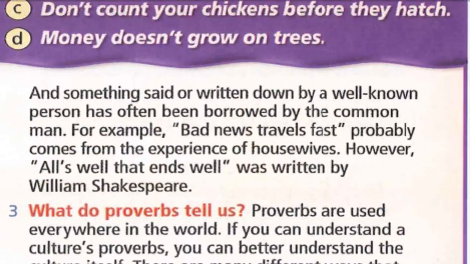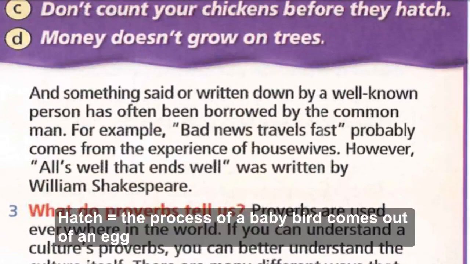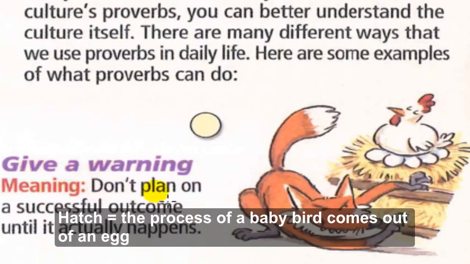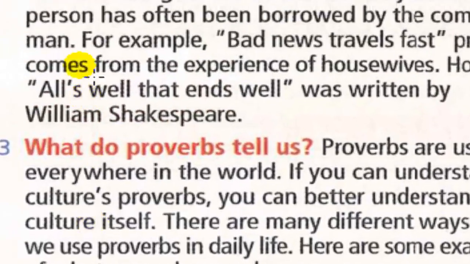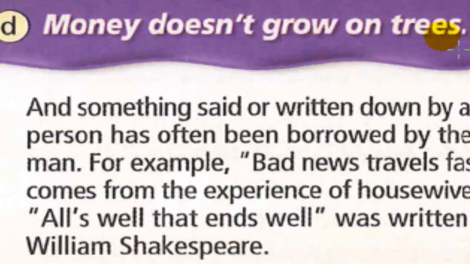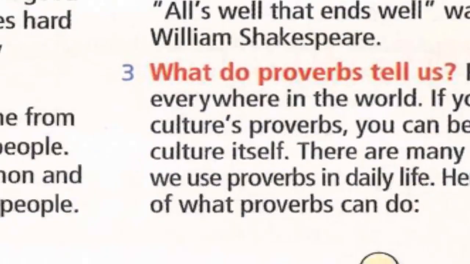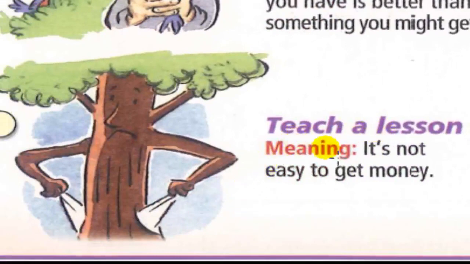C. Don't count your chickens before they hatch. This is give a warning. Don't plan on a successful outcome until it actually happens. Give a warning, meaning don't plan on a successful outcome result until it actually happens. D. Money doesn't grow on trees. Teach a lesson, meaning it's not easy to get money.